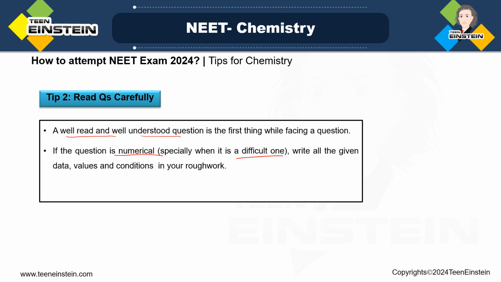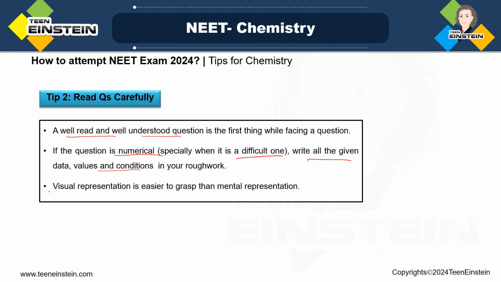So step by step, when the number of steps is high, it is better if you write all the given data, values, and conditions in your rough sheet. Why is it important? Because when you are seeing something in front of your eyes, obviously that is more helpful than your mental imagination, right? So that's how our brain works.